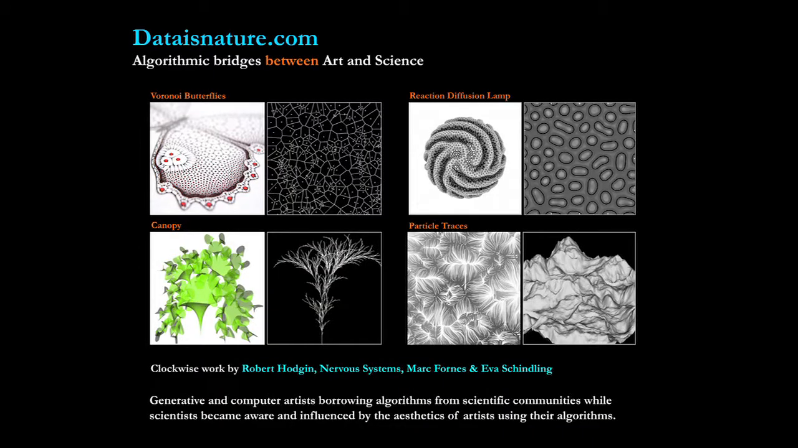The really crucial bit in early Dataisnature was this idea of algorithmic bridges between art and science. What really impressed me was that, on one hand, the artists were looking at the scientific community, and particularly at their algorithms, and thinking of ways they could use those algorithms in an aesthetic sense. So they were taking these well-known algorithms, appropriating them and changing them, and in a way making them much more interesting to look at than the scientists were. Sorry, I hope I'm not offending you by saying that.